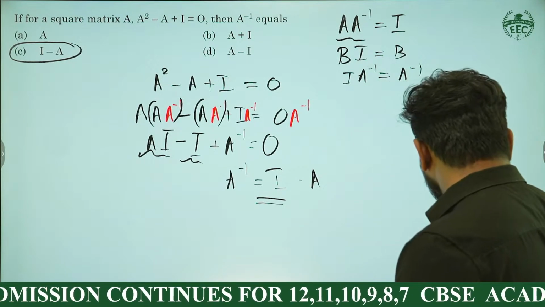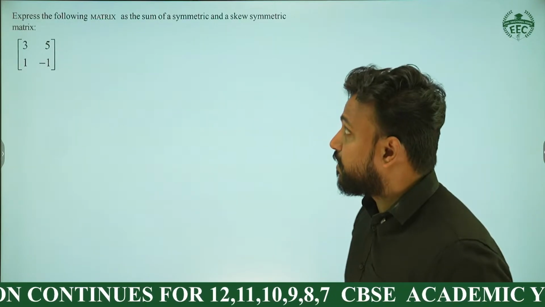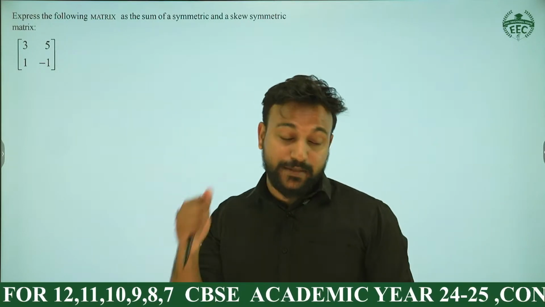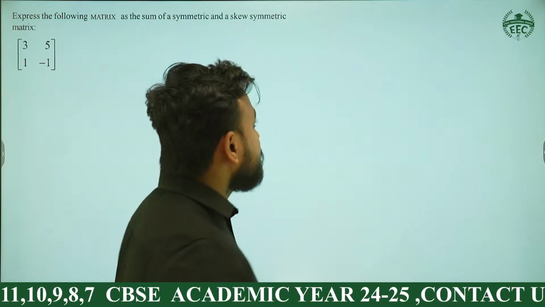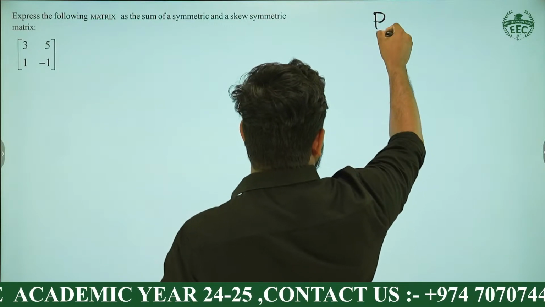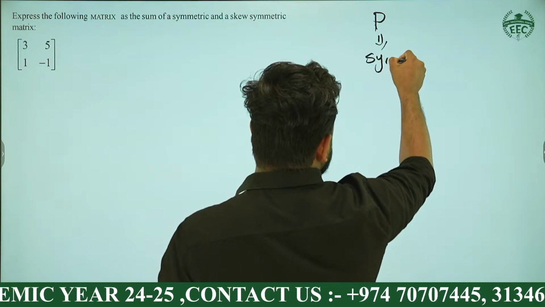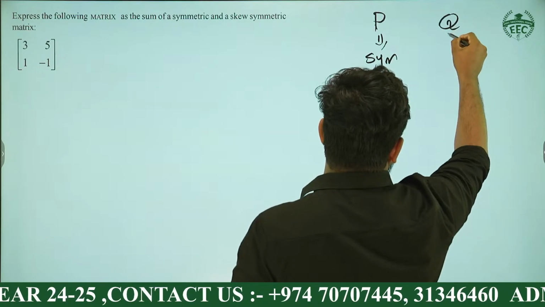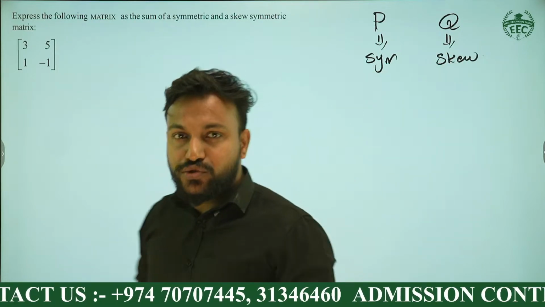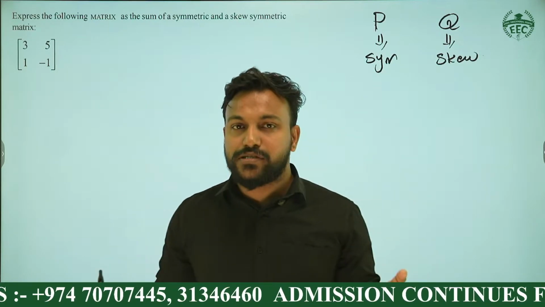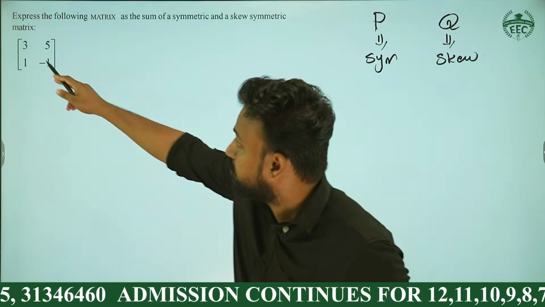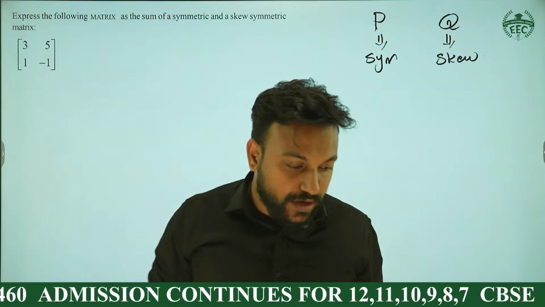Ready? Listen guys, listen carefully. Express the following matrix as a sum of symmetric and skew symmetric matrix. You can expect this question in your board. I'm going to represent a matrix P as symmetric matrix and a matrix Q as skew symmetric matrix. I want to find two matrices, one symmetric, another skew symmetric, and if I add them together, we have to get this matrix, the question.